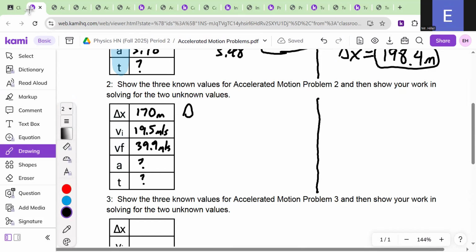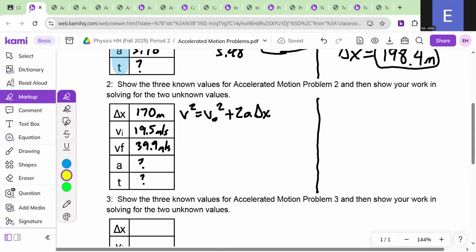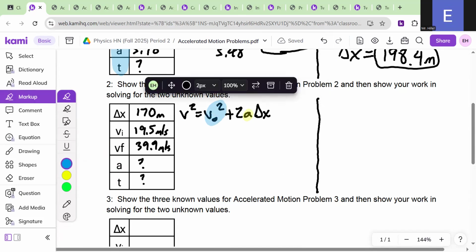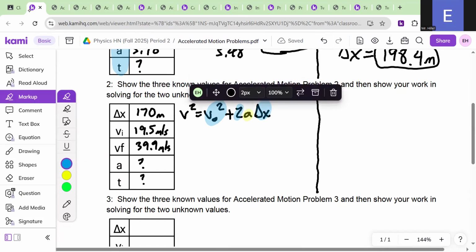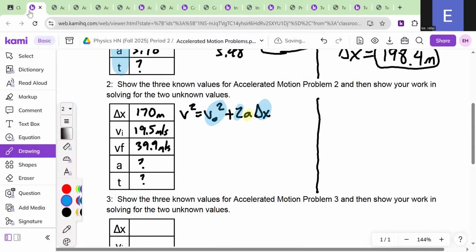Hopefully you're able to select equation number 10, which tells us that v squared equals v naught squared plus 2 times a times delta x. Now, nothing cancels, so you have to take a little bit of time to solve for a. But in order to do that, first we're going to subtract v naught squared to the left. Then we will divide by 2 and delta x, like this.